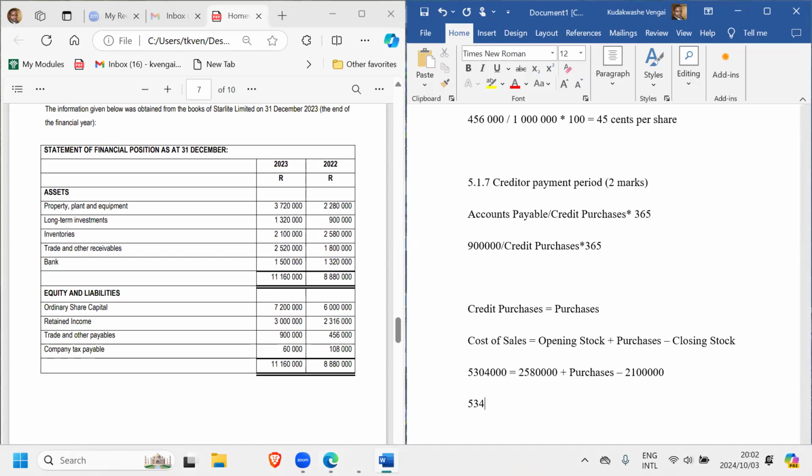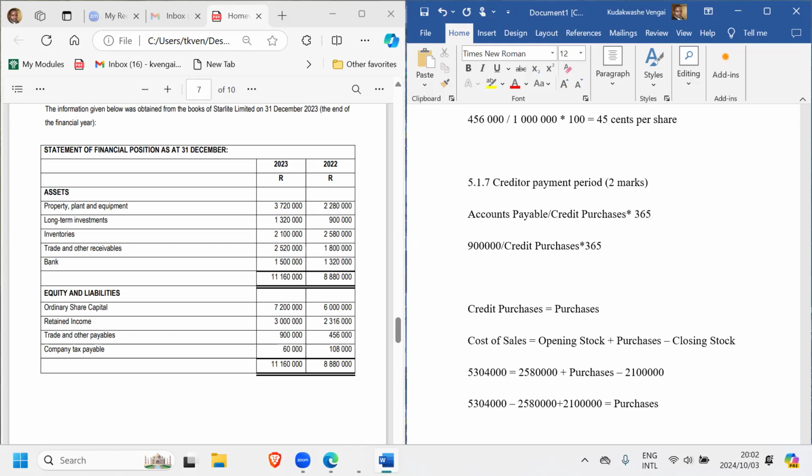5,340,000, right? Minus 258. I'm now just doing algebra. Plus 21 is equals to purchases. I've just now used my algebra to solve for this problem that I have over here.